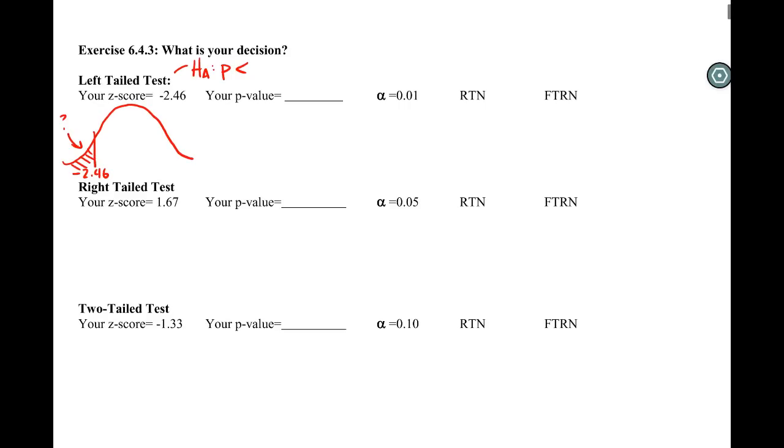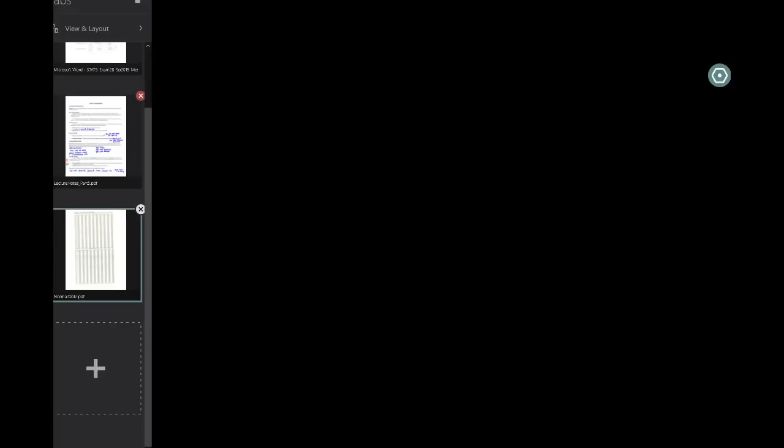I'm going to use the z-table that we saw on the last exam to show you this. So the left side is exactly what our z-tables do, what our normal table does. So we need to look up negative 2.46. So that's all we're going to do. Look up negative 2.46. That's going to give us the area to the left of that, which is our p-value.